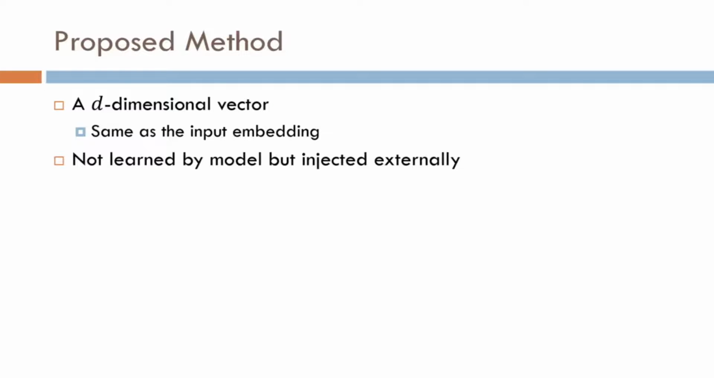This is not learned by the model, but injected externally. That is, there is no way to enable parameters that learn these positional encodings, though later researchers have proposed learnable encodings as well. But in the paper, it is injected externally.